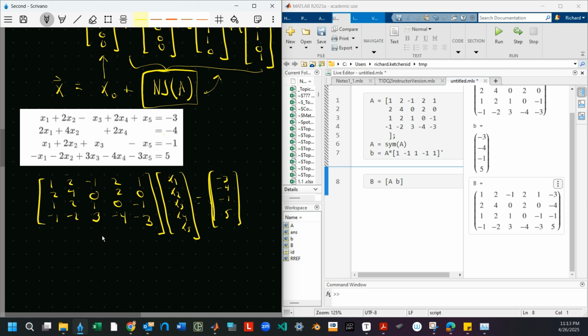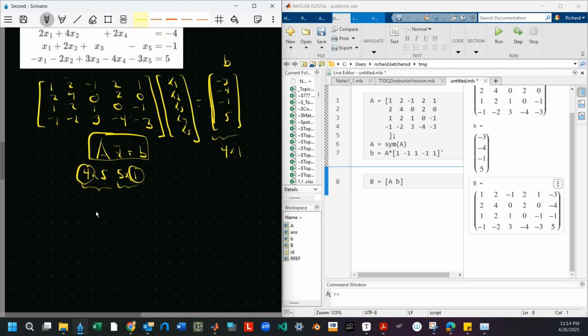So this has the form A, this is a 4 by 5 matrix, times x bar, which is a 5 by 1 matrix. We're multiplying these things together, and so the result is a 4 by 1, in R4. So this is equal to b, right? This is the thing I'm calling b over here. So we have this kind of equation.